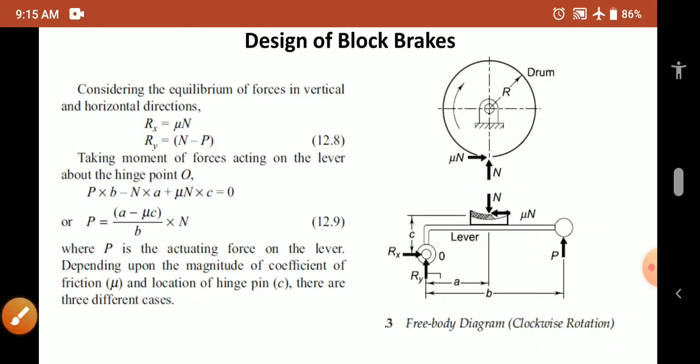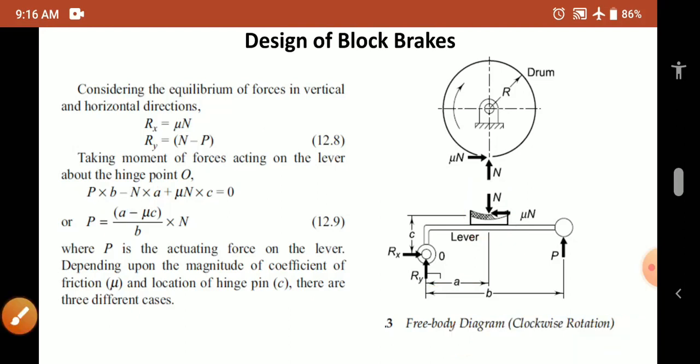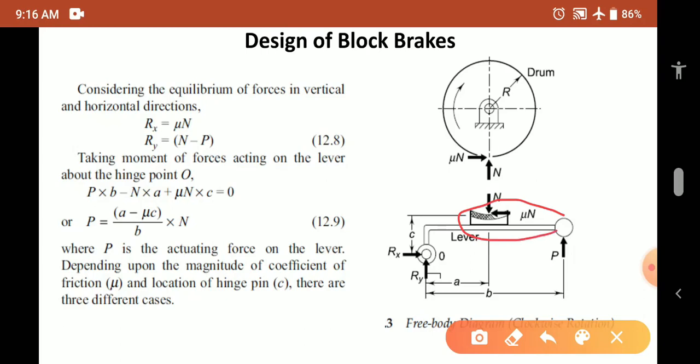Now once we calculate these reactive forces, we have to take the moment of the forces acting on this lever about this hinge point O. Therefore the moment about this point O is this force into this perpendicular distance B. So here P into B, which is in anti-clockwise direction, then this normal reaction N and this perpendicular distance A, which gives minus N into A. Then this horizontal force mu N, which is again in anti-clockwise direction, and the perpendicular distance is C. So mu N into C, which is equal to 0.